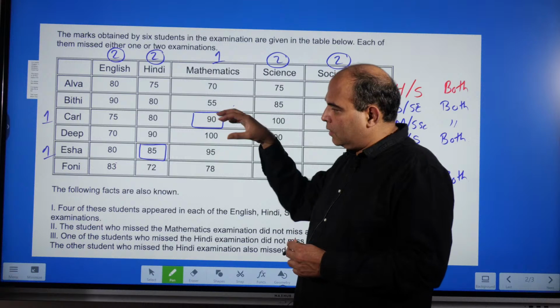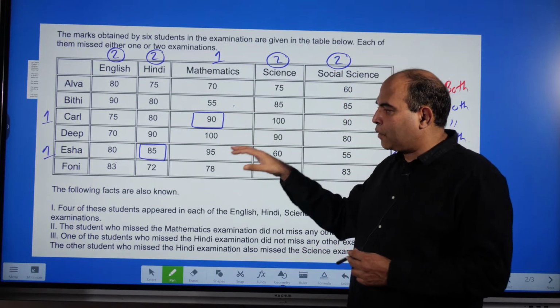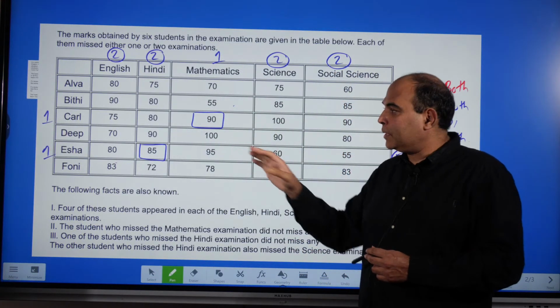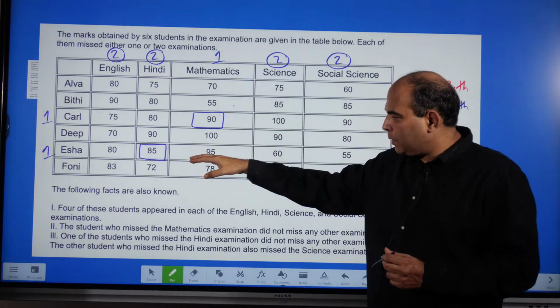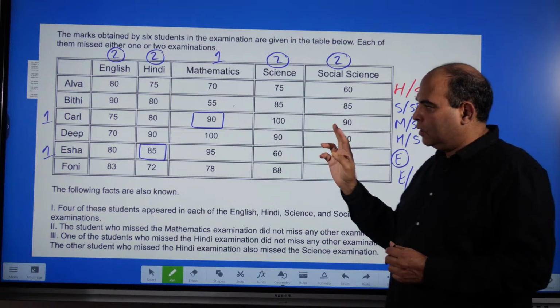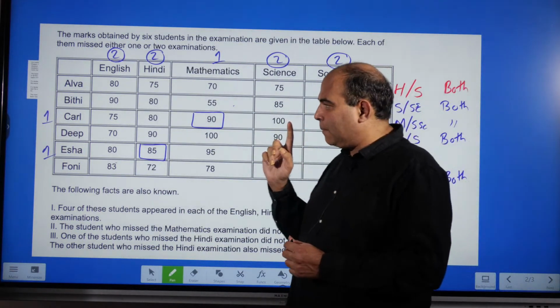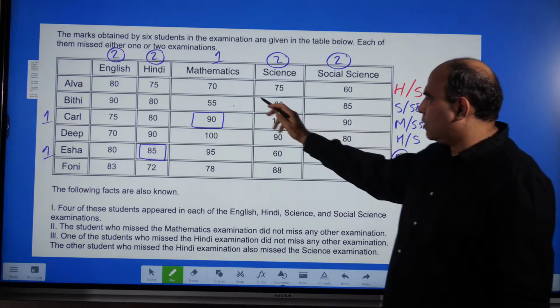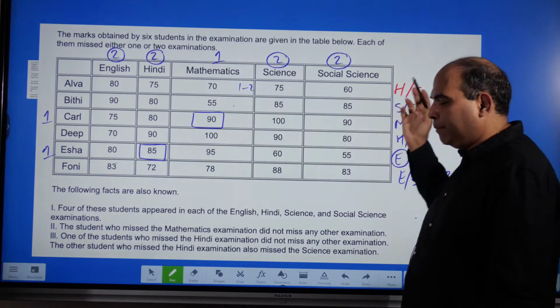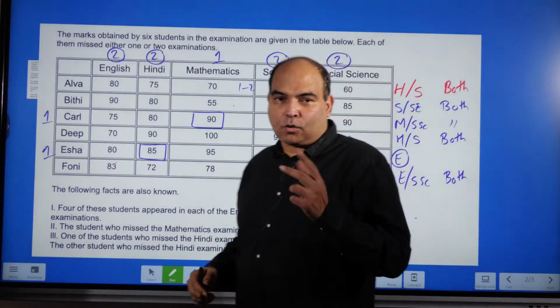Carl is definitely 1 false reading, and Isha is definitely 1 false reading. That means in Carl's row the other 4 readings are all correct, and in Isha's row the other 4 readings are all correct. So there are only 2 false readings right now that we've been able to identify. And if I look at Alva, she has got 1 or 2 based on whether you allocate Hindi or science or both.